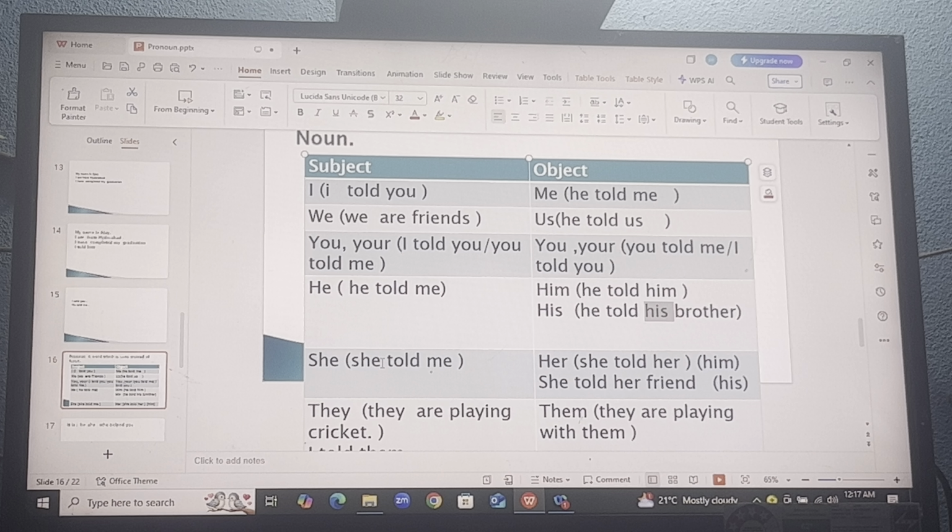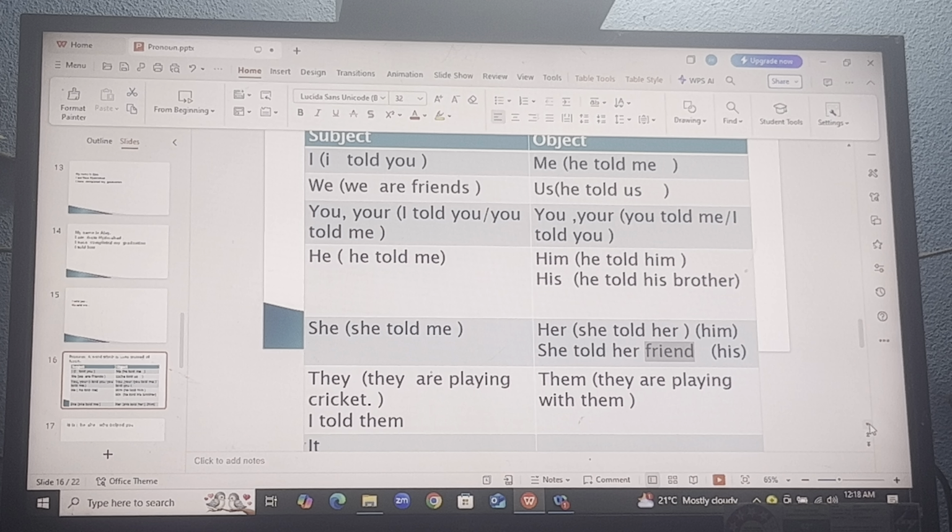Next comes she. She told me. उसने मुझसे कहा. I mean the girl. Whereas in case of object, it is she told her and she told her friend. That is, the first her without object is similar to him, whereas the second her is similar to his as I am using the object. Again, it is known to unknown. She told her friend. Hope you are getting the point.